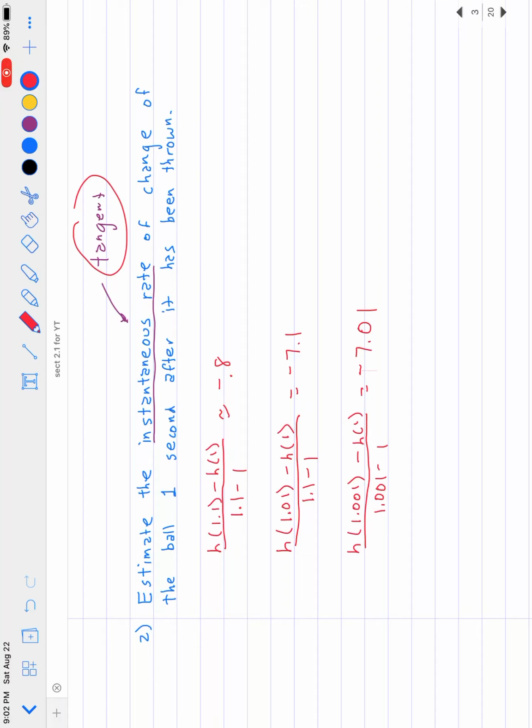As I said, do it as many times as you need to, to the point where you can see what that number is getting closer and closer to. In the very end, our answer is -7, because that's what it's getting closer to. The rate again is feet per second, because feet is the unit for y and seconds is the unit for time. So that's my instantaneous rate of change, meaning how fast the ball is falling, because it's negative, at t equals 1.